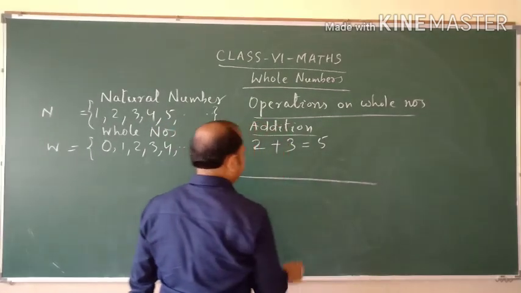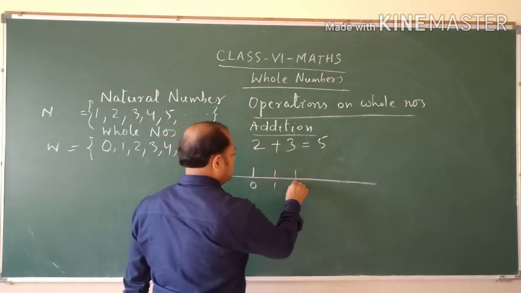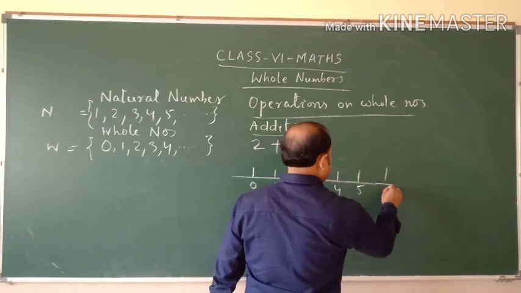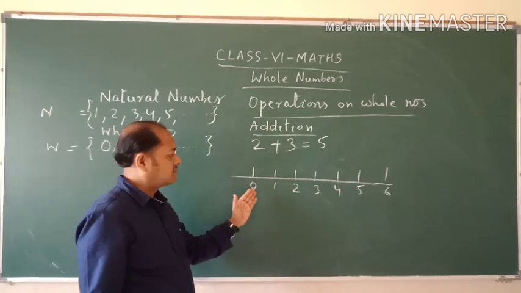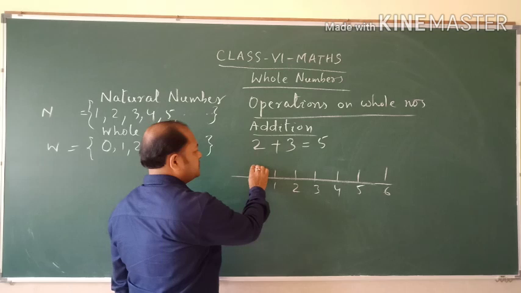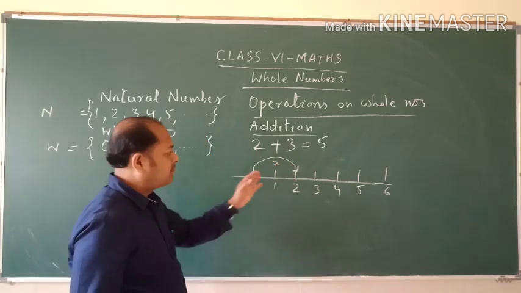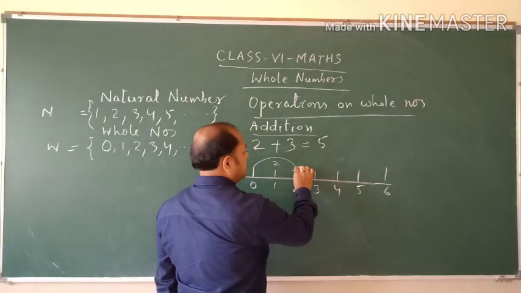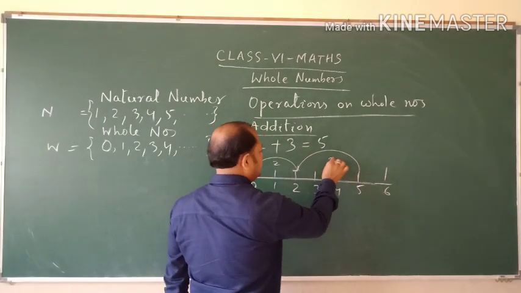Let's draw the number line. This point is 0, then the marks 1, 2, 3, 4, 5, 6, like this. These are the number line. The smallest whole number is 0, that's why it starts from 0. First we get to 2, so let's mark 2, the position from 0 to 2. Then plus 3: from here it will jump 3 positions, 1, 2, 3. So 3 jumps end here.